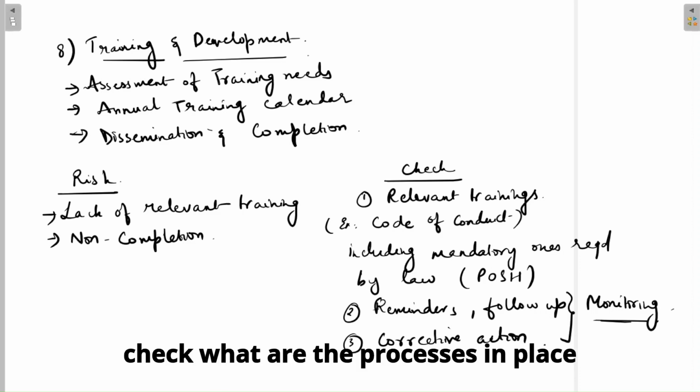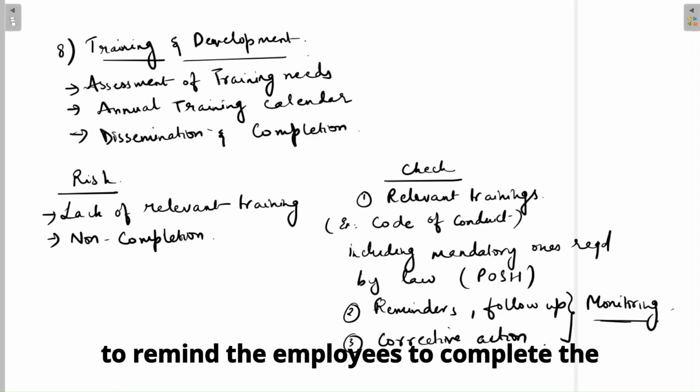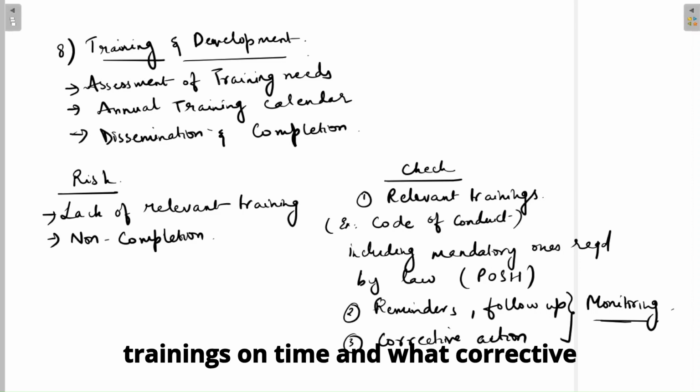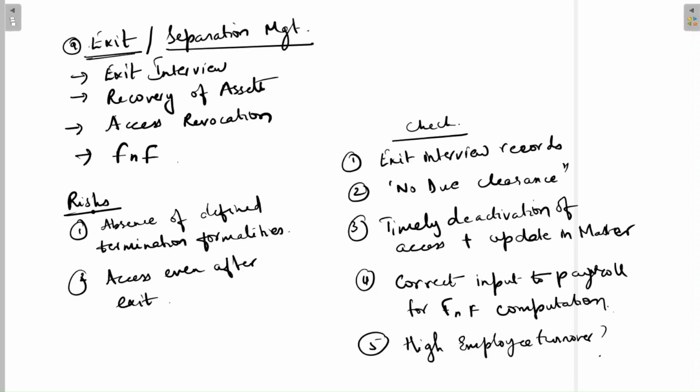Next, you can check what are the processes in place to remind the employees to complete the trainings on time and what corrective action is taken against employees who fail to complete the trainings.